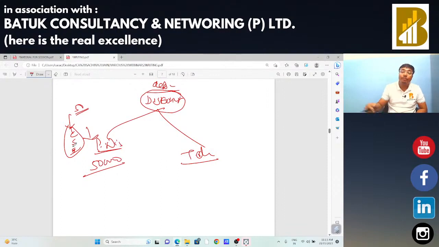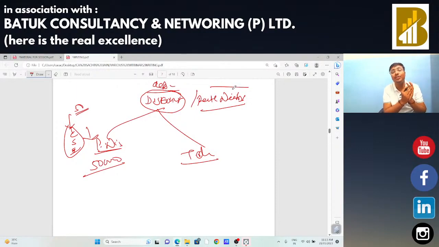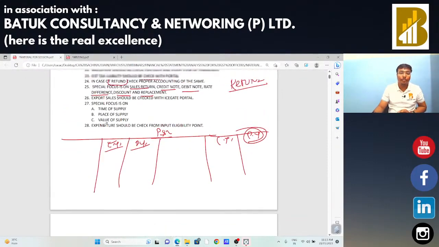So in case of discount, in case of rate difference, we need to check that the terms are already decided or not, and if the terms are not decided, in that case financial credit note should be issued, not the trade credit notes. This is a specific point on which we need to do the analysis.